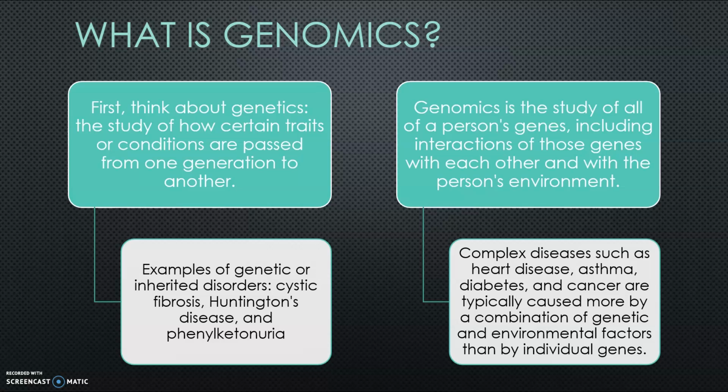While genetics looks at mainly inherited traits and disorders, genomics is a little more broad. Genomics is the study of all of a person's genes, and it also includes interactions of those genes with each other and with a person's environment. So genomics allows us to look at more complex diseases like heart disease, asthma, diabetes, and cancer, which are typically caused more by a combination of genetic and environmental factors than by individual genes.